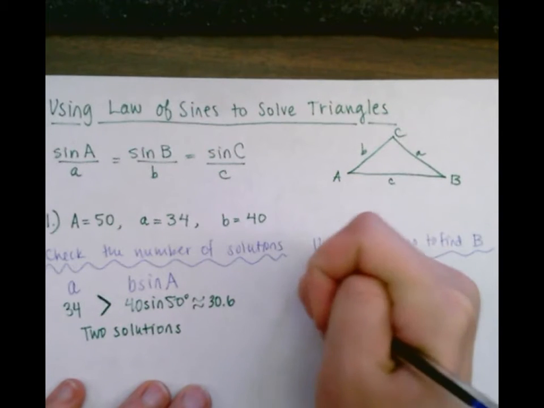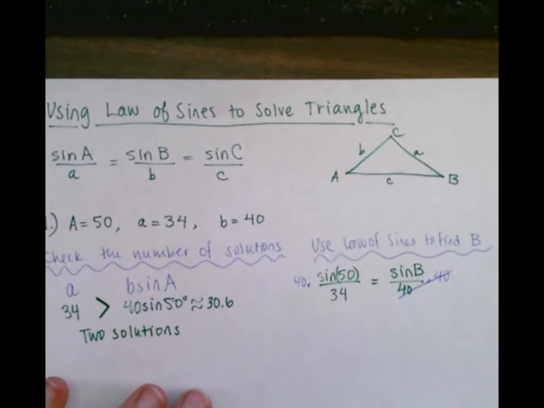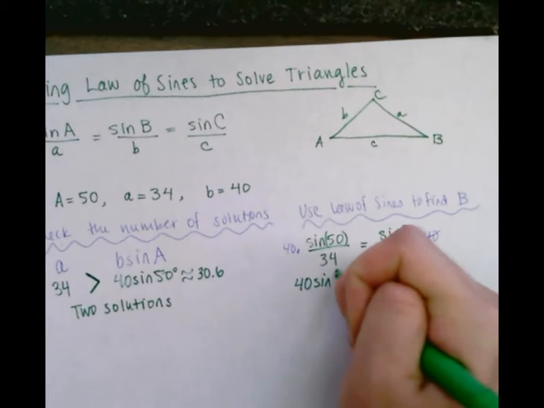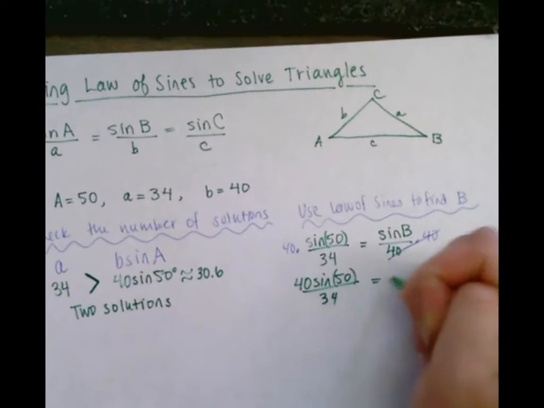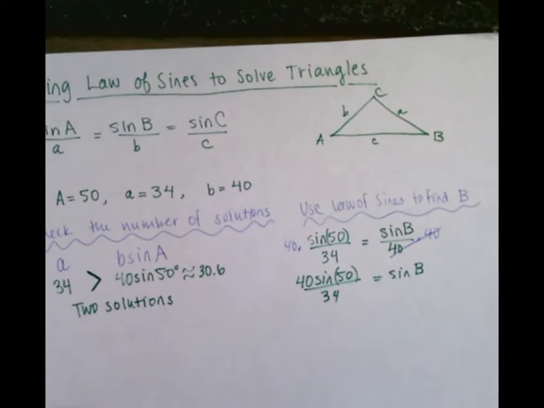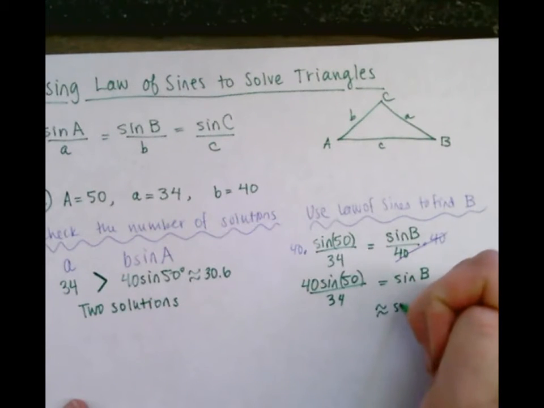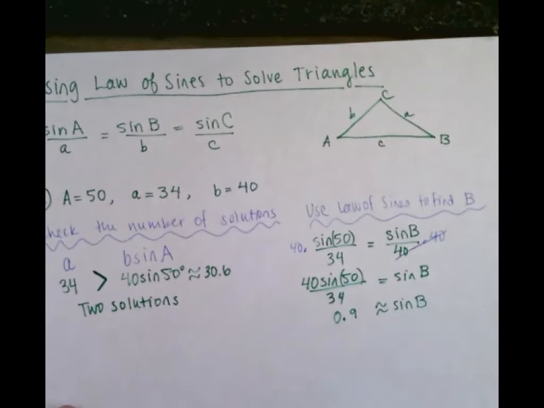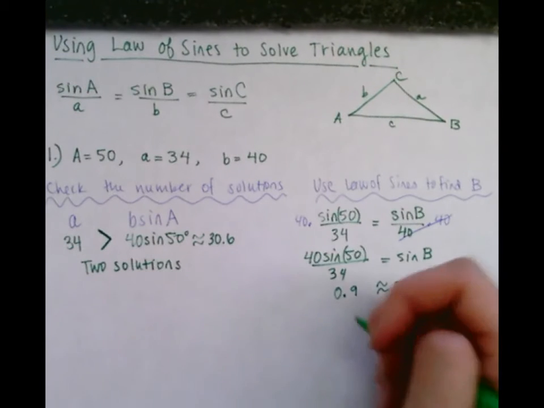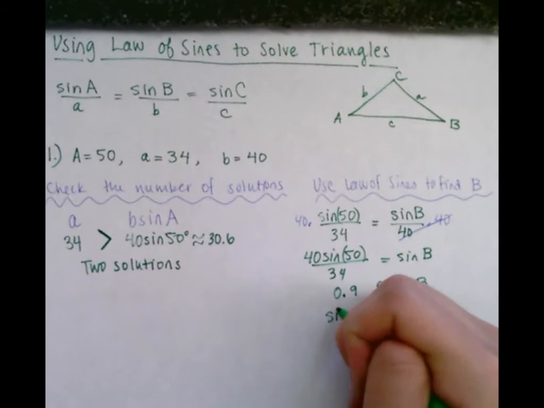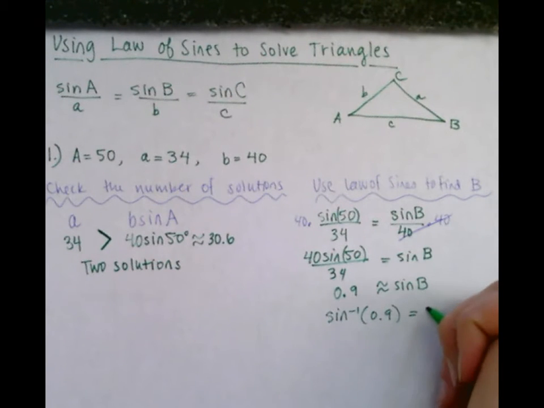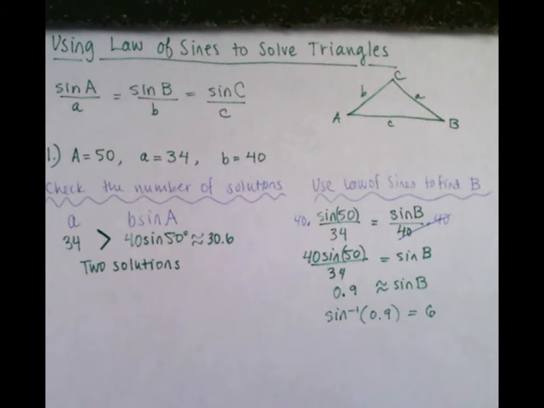If I multiply both sides here by 40, it's going to cancel it out there. I'm going to be left with 40 sine of 50 divided by 34 is equal to sine of B. We did that part in class too, and we got that sine of B is approximately 0.9. The next thing we did in class was inverse sine of 0.9. We did sine inverse of 0.9 to find that B is, we got, what did we get? 64.2.